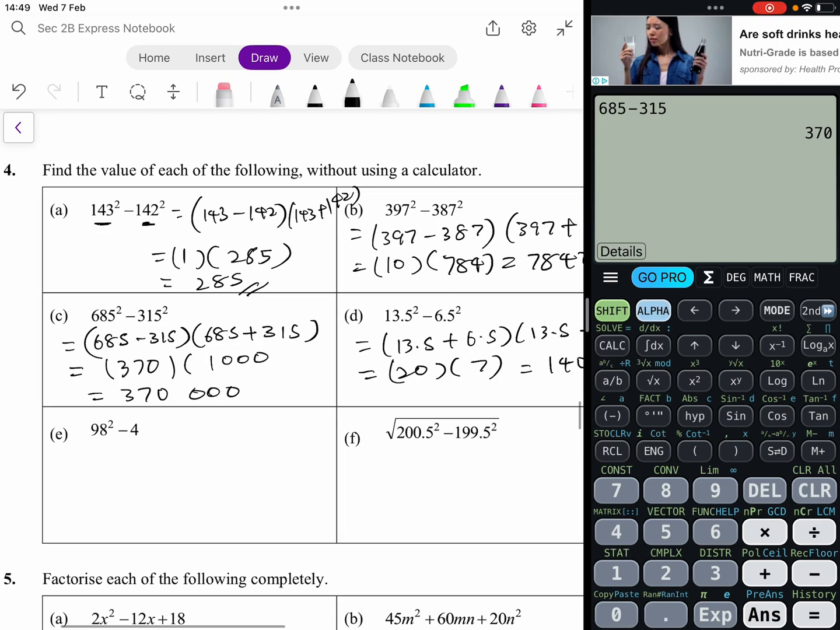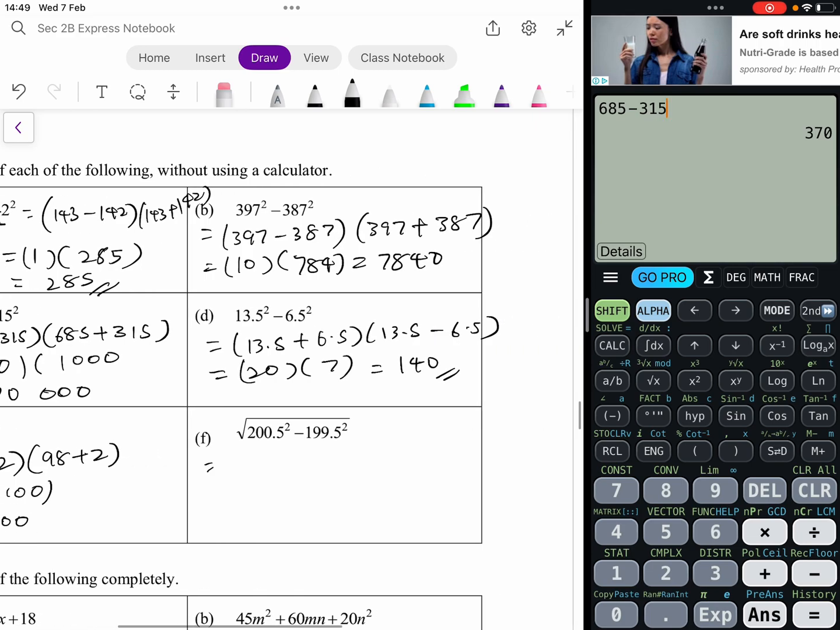Okay, last two. 98 minus square root of 4 is 2, 98 plus square root of 4 is 2, so it's 9600. Okay, the last one, we have 200.5 plus 199.5, 200.5 minus 199.5.